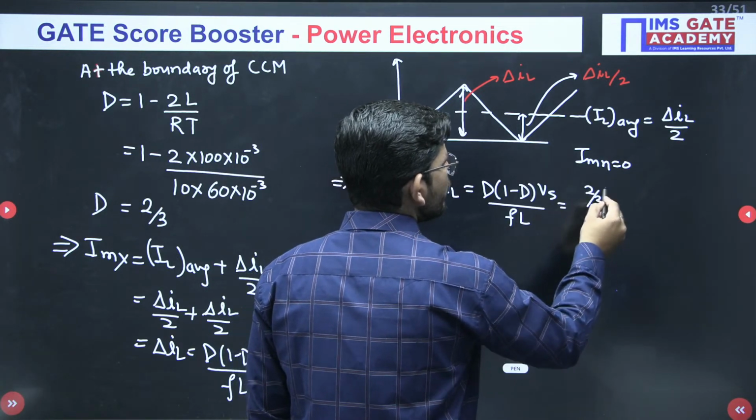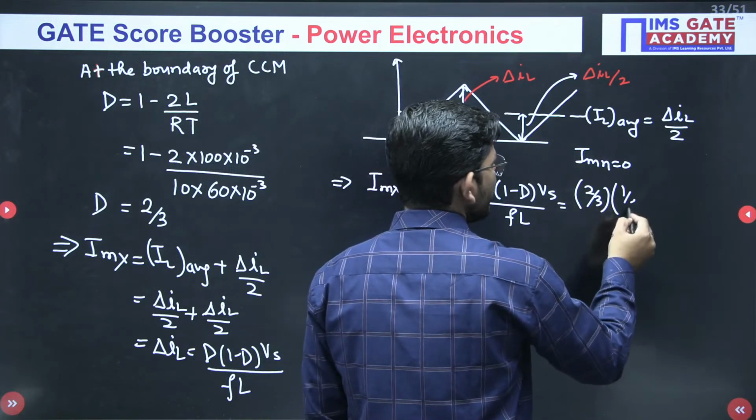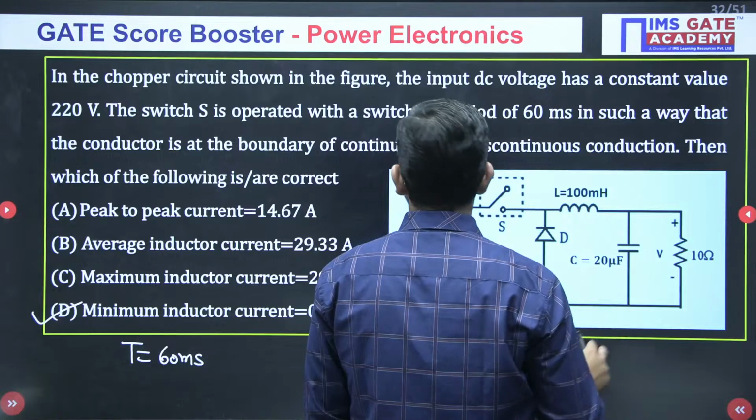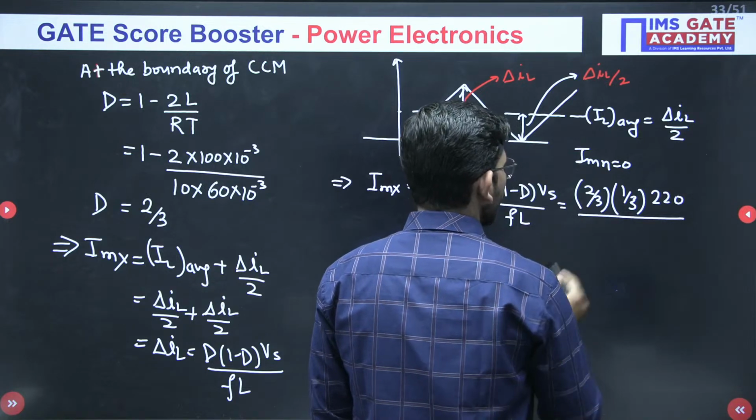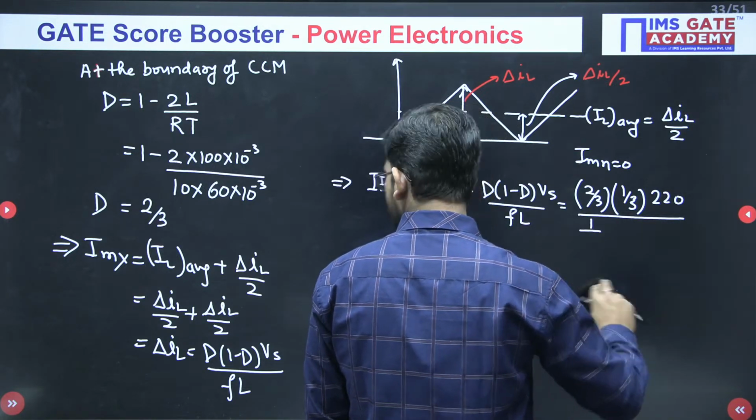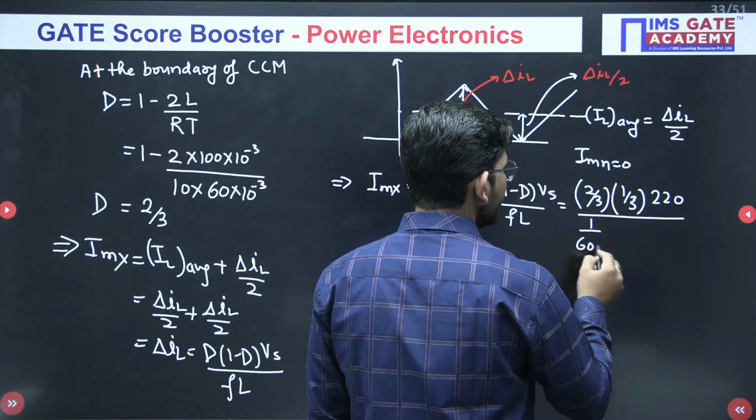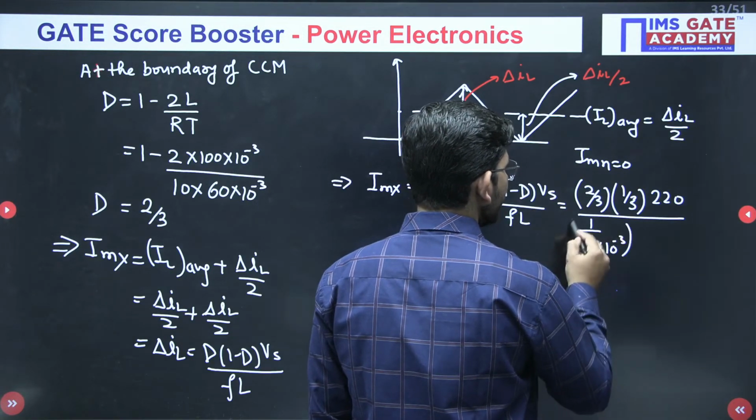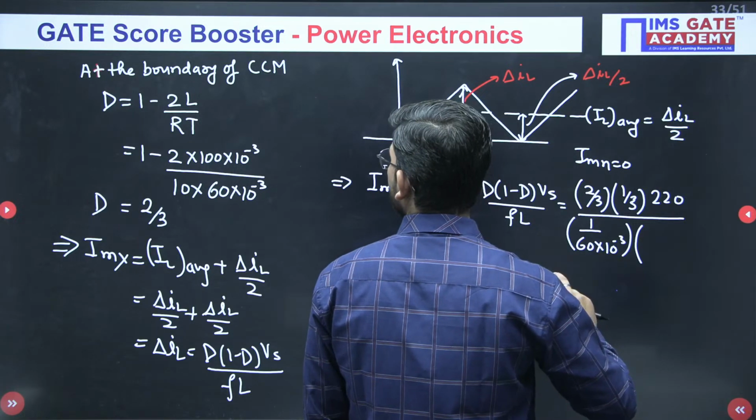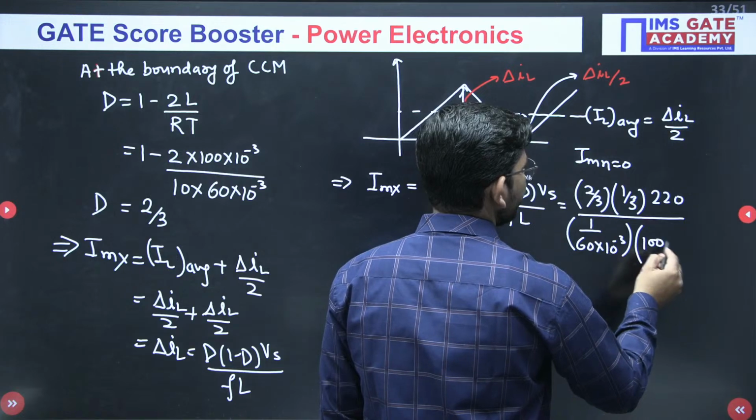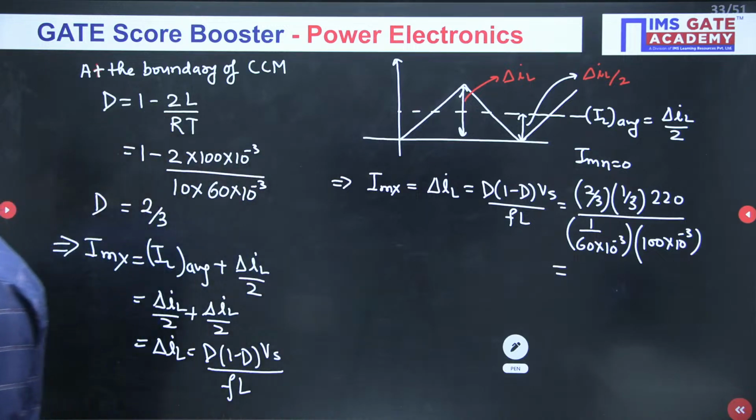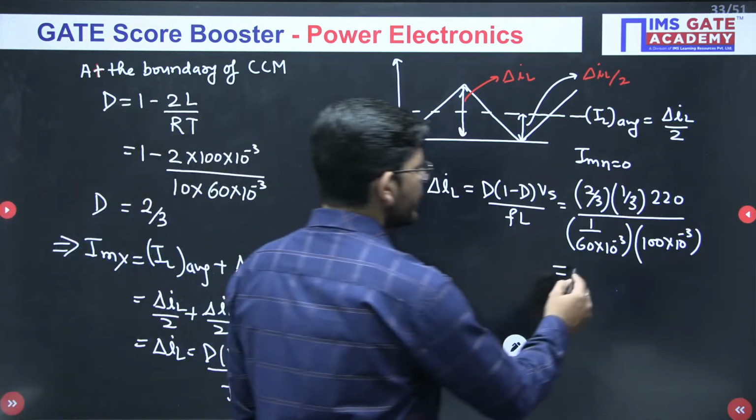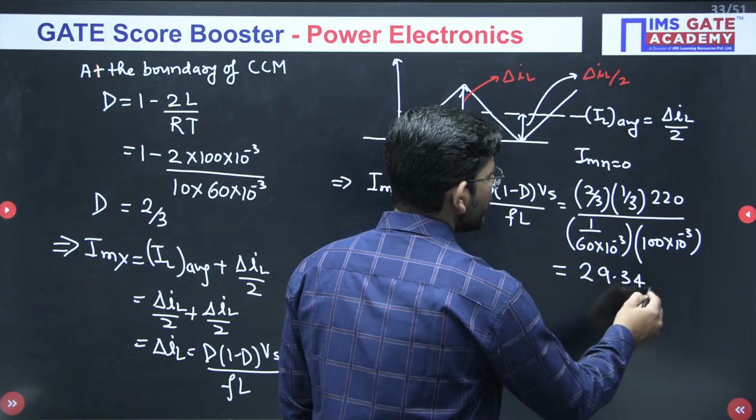Now put the values. D is 2 by 3. So 1 minus D will be 1 by 3 into, how much is Vs? Vs is 220 volt. 220 volt divided by F. F value will be 1 by time period. So time period is given 60 milliseconds. Okay, 60 into 10 to the power minus 3. That will be the value of F. And L value, how much is the L value? L value is 100 millihenry. Okay, so once you will calculate this, how much will be the answer? I max or delta IL? You will get 29.34 amperes.